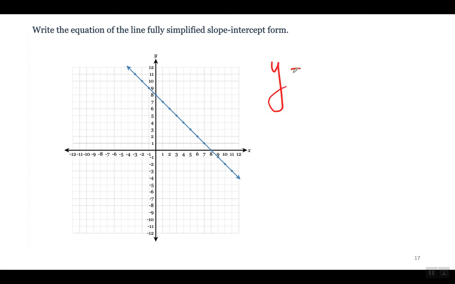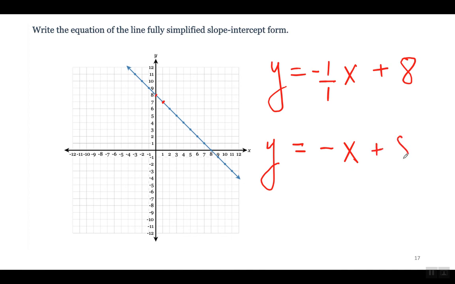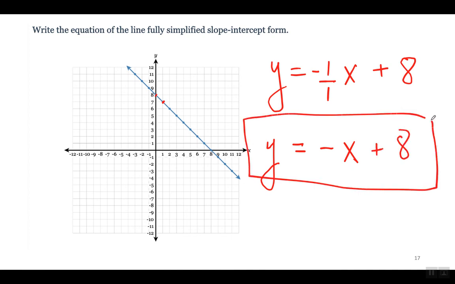On this one, my y-intercept is positive 8. And the line is going down from left to right, so the slope is negative. The rise is 1 and the run is 1. When I simplify that fraction, I get negative 1. So don't write the 1, just leave it like that. Just write negative x. It's understood there's an invisible 1 there.